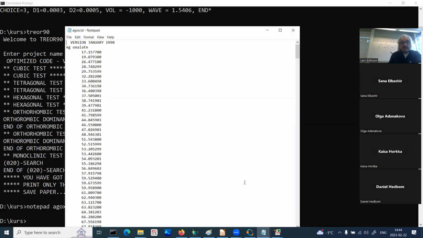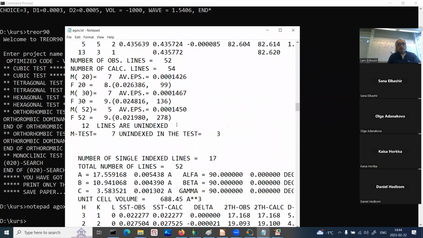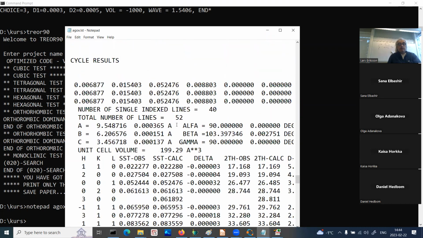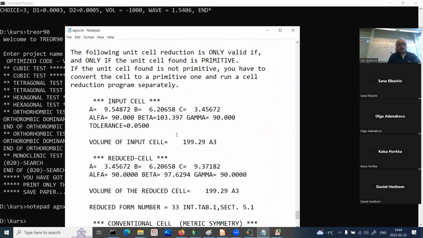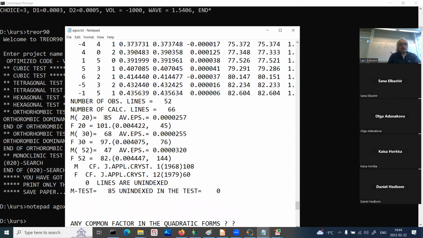So let's see if we can go to the bottom. The figure of merit was 85. The Wolff figure of merit and the Smith and Snyder was 101. 45 observed theoretical lines up to and including the 20th observed. Kind of okay.